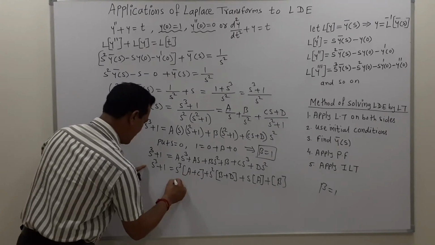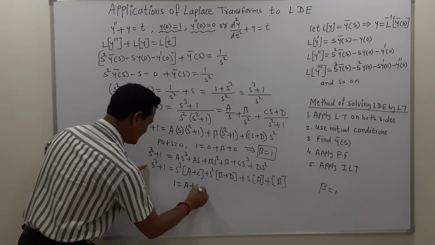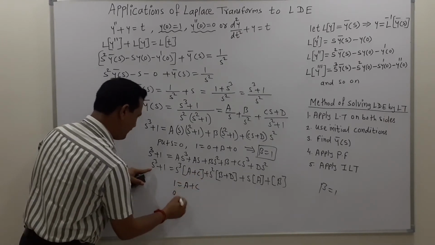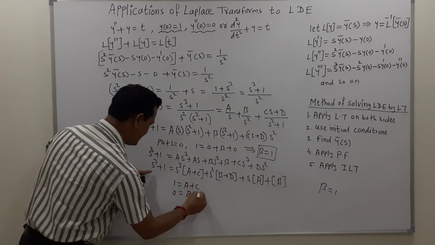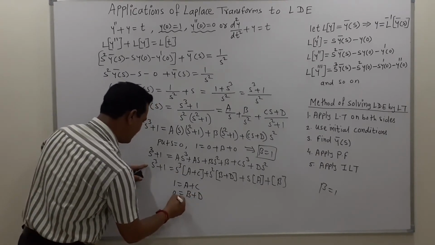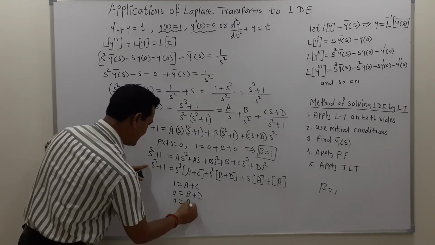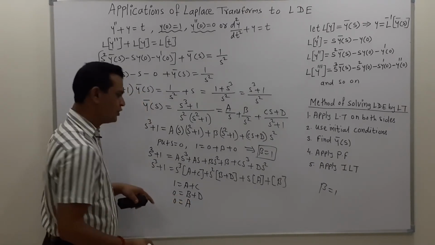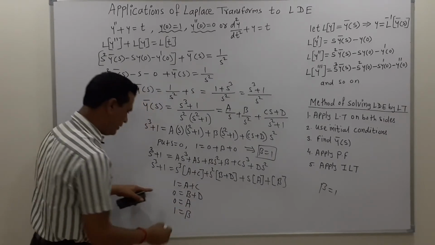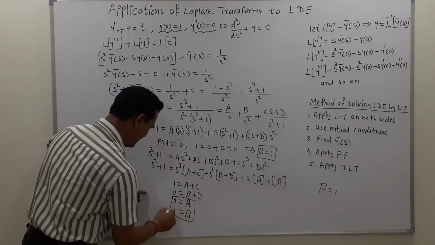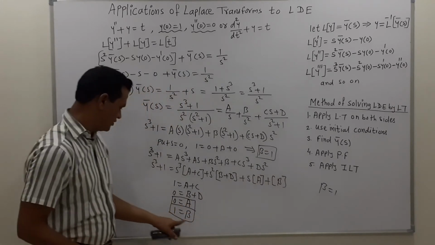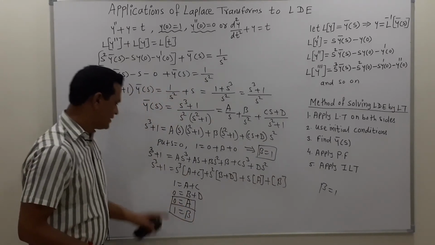So this side is s cube plus 1. Now compare the coefficients. So 1 is equal to a plus c, since the coefficient of s cube is 1. Now the coefficient of s square is b plus d, so 0 is equal to b plus d. Then the coefficient of s is a, so we directly get the value of a as 0. Then again we get 1 is equal to b. So from this equation we straightforwardly get the values of the two constants a and b. Already we know b is equal to 1, so here also b is equal to 1, a is equal to 0.